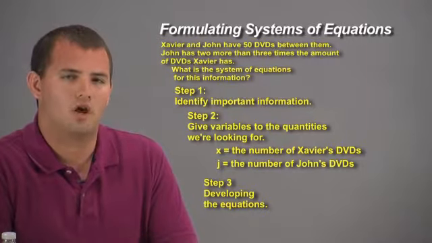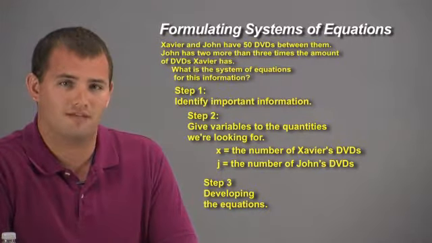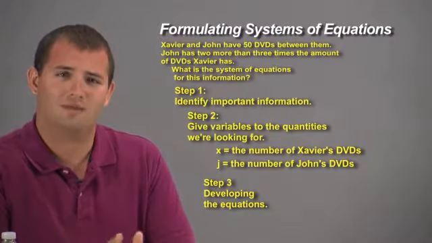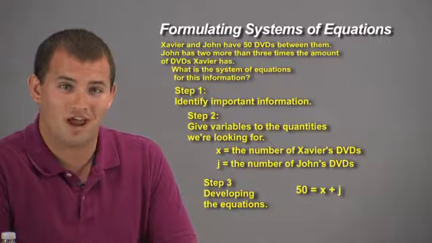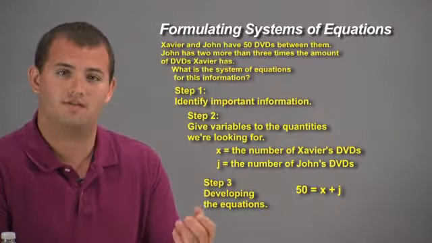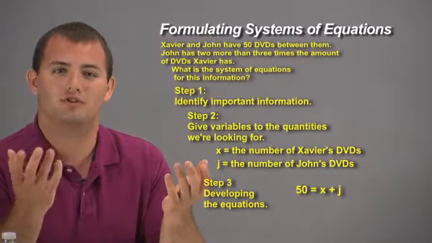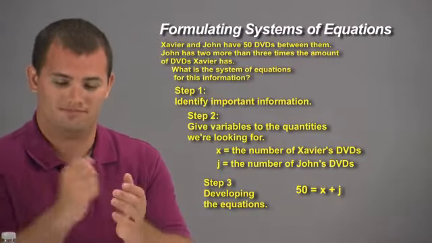First thing, we know that between the two of them they have 50 DVDs. So if we want to write this mathematically, we would say that x plus j equals 50. The quantity of DVDs that Xavier has plus the quantity of DVDs John has equals 50.